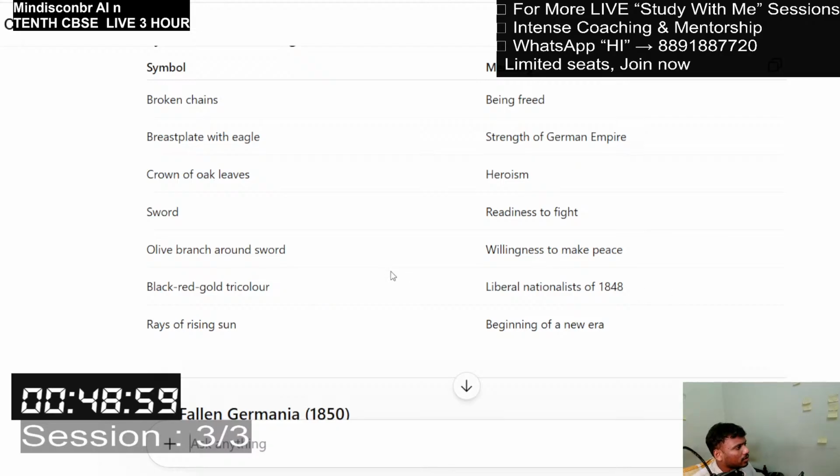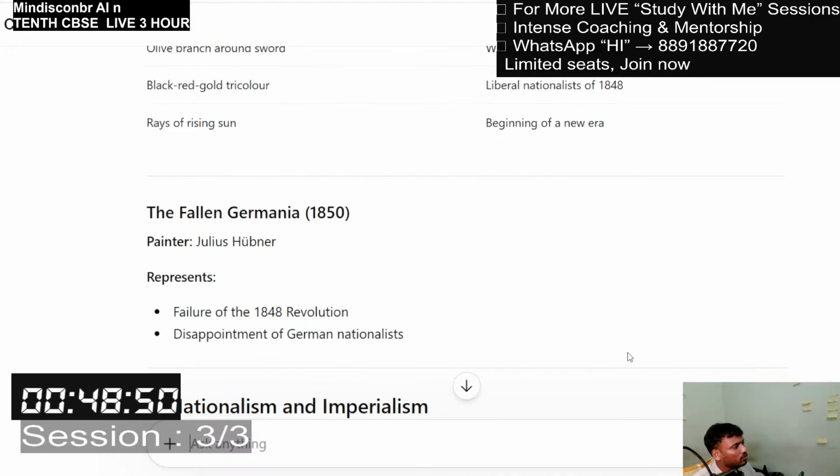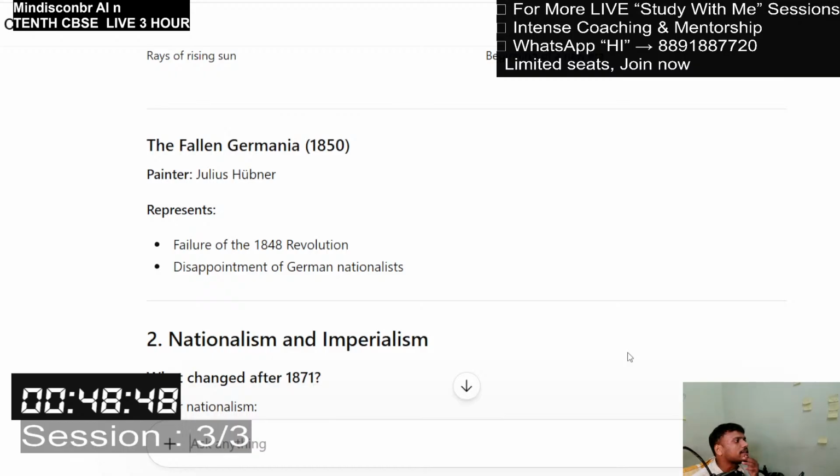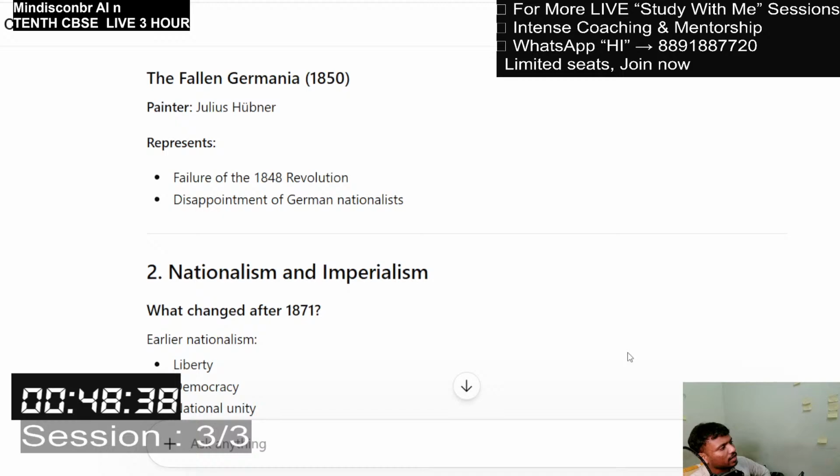Black, red, gold tricolor indicates the liberal nationalists of 1848. Rising sun indicates the beginning of a new era. The Fallen Germania, 1850, its painter was Julius Hubner. Represents the failure of the 1848 revolution, the disappointment of German nationalists.